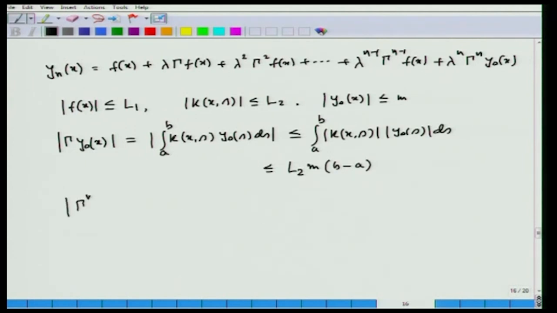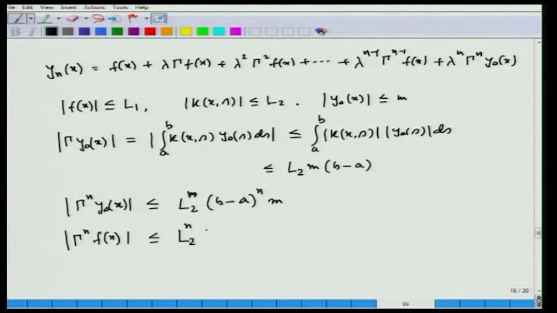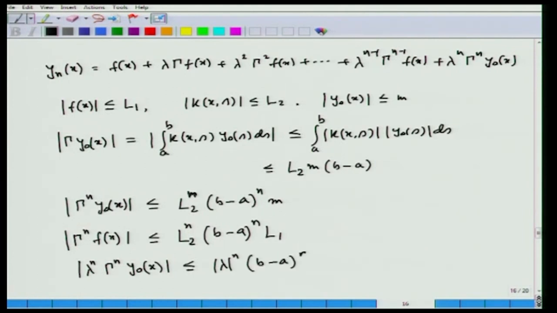And in general, for gamma n y 0 x, repeated application of this argument will lead us to modulus gamma n y 0 x less than or equal to L 2 to the power n, b minus a whole to the power n, multiplied by m. And similarly, modulus of gamma n f x will be less than or equal to L 2 to the power n, b minus a whole to the power n, multiplied with L 1. So, therefore, modulus lambda to the power n gamma n y 0 x will be less than or equal to modulus lambda whole to the power n, b minus a whole to the power n, multiplied by L 2 to the power n into m.